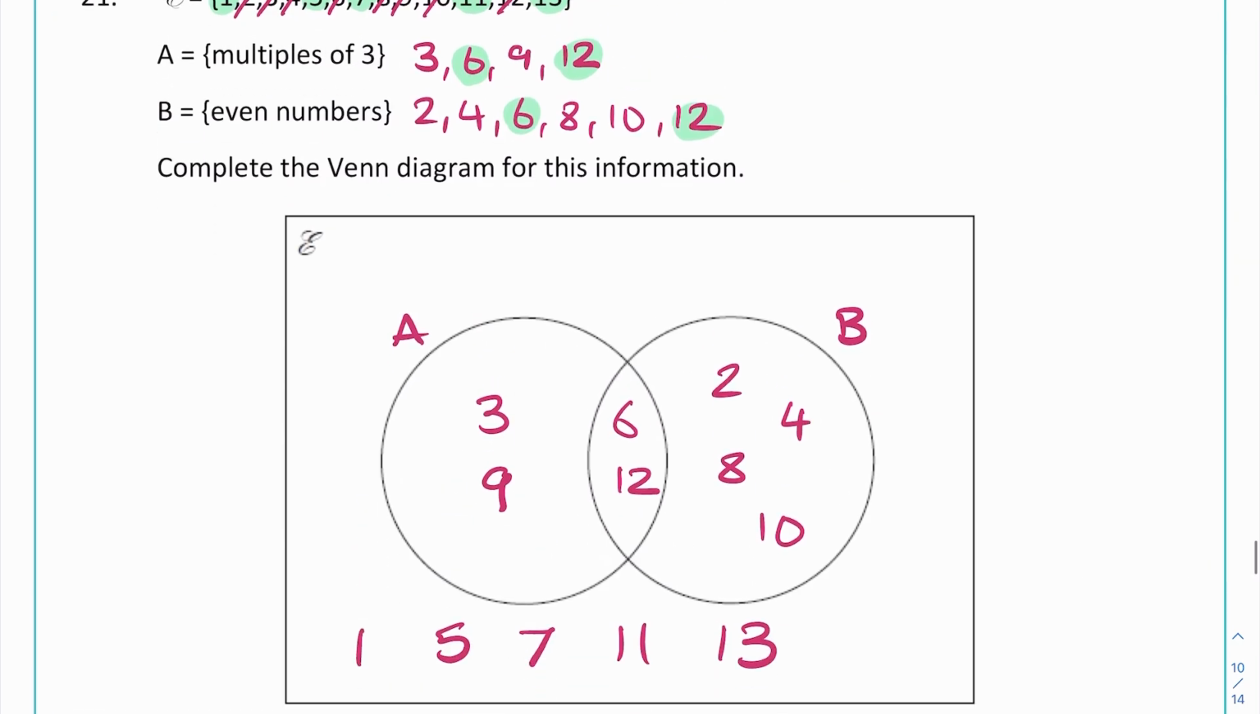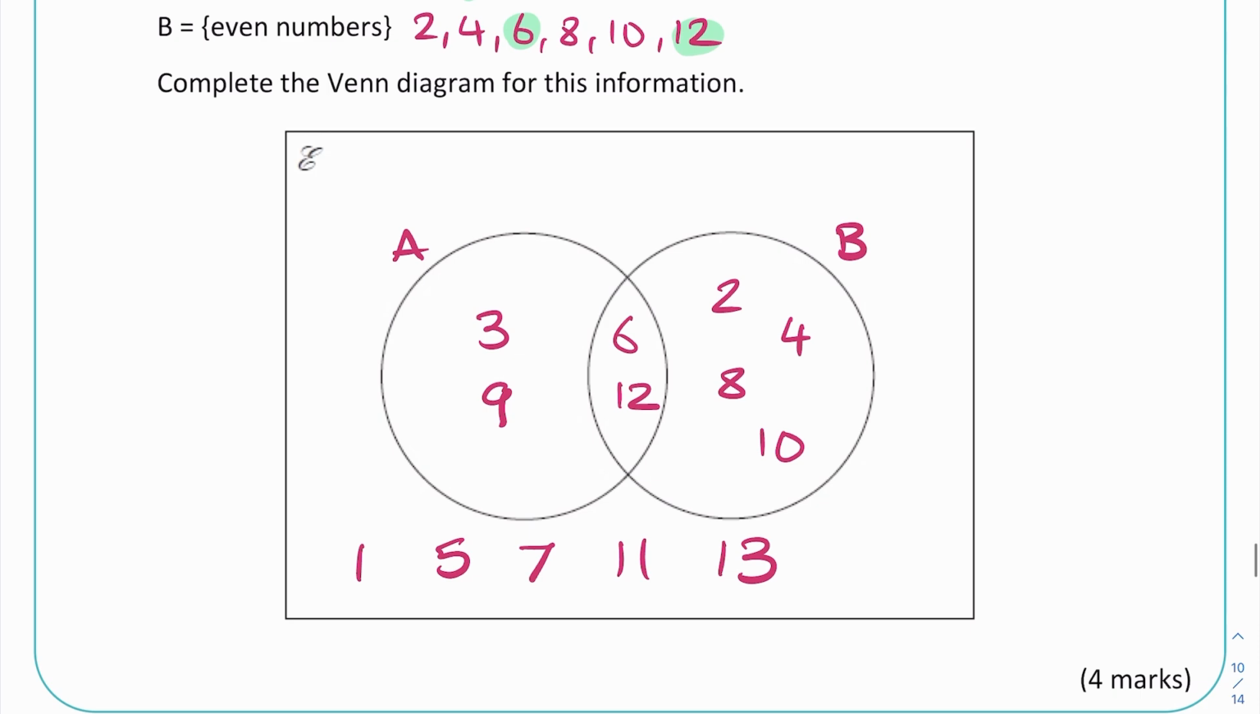And there we go, we don't have any questions there asking anything about the Venn diagram, but of course you could be asked something about the numbers in the intersection or the numbers in the union, so you do need to know your set theory as well.